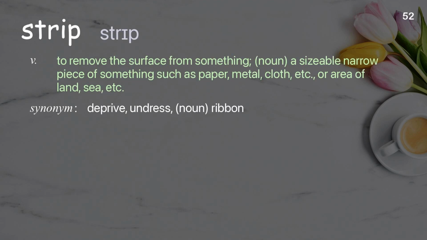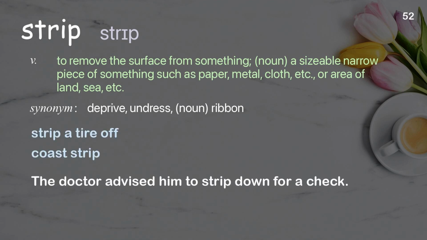Strip. To remove the surface from something. Noun, a sizable narrow piece of something such as paper, metal, cloth, etc., or area of land, sea, etc. Examples: strip a tire off, coast strip. The doctor advised him to strip down for a check.